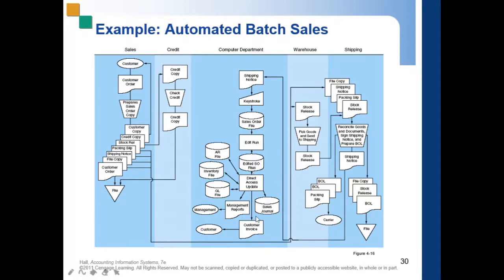And then, once your system has been updated or the sales order has been processed, through the computer you can also generate the customer invoice. So that is your automated process.